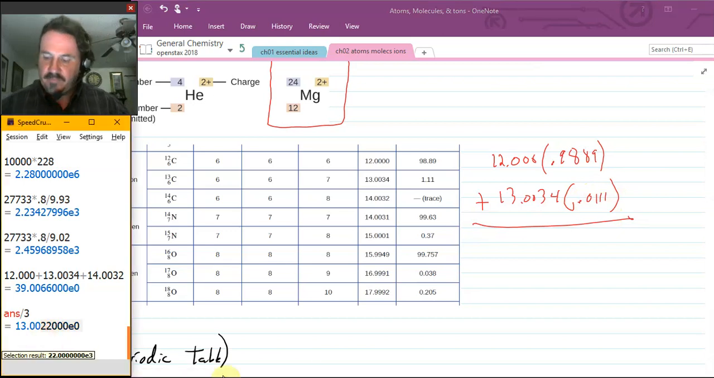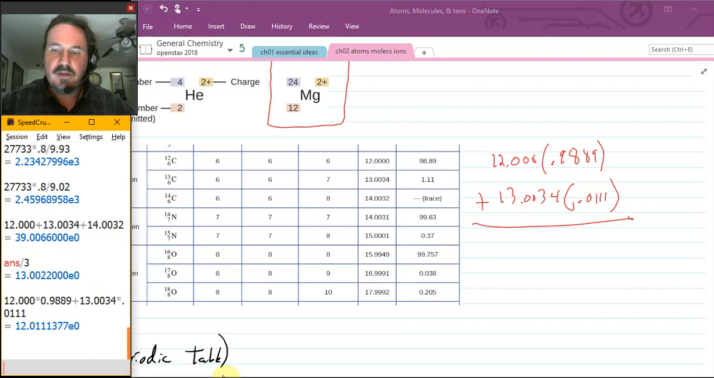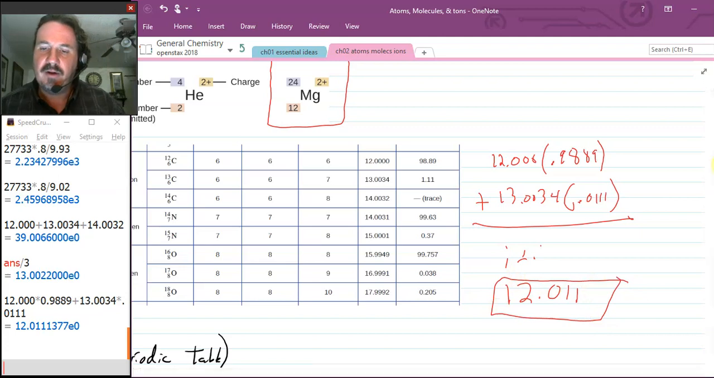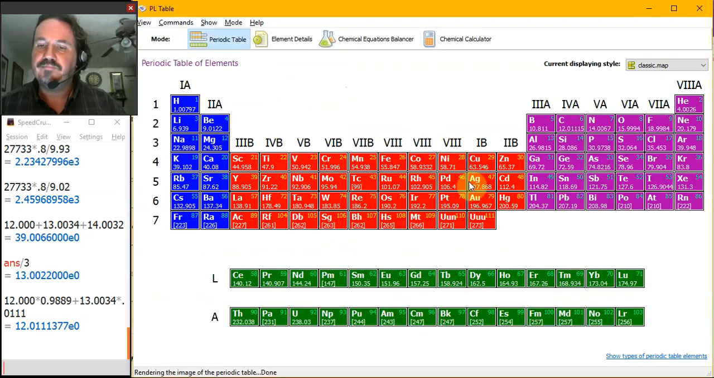Let me get my calculator. 12.000 times 0.9889, plus the second one, 13.0034 times its abundance, 0.0111, equals, what do you know? Look at that. The answer is 12.0111, and that's exactly, sorry, my pen isn't working, 12.011. That's exactly what we saw on the periodic table. Again, let's pull that up. Carbon, 12.01115.